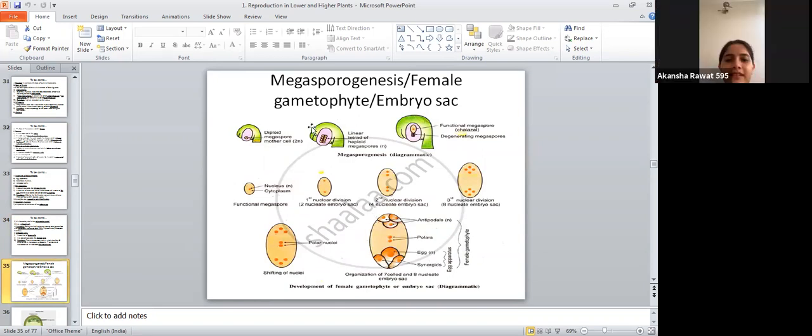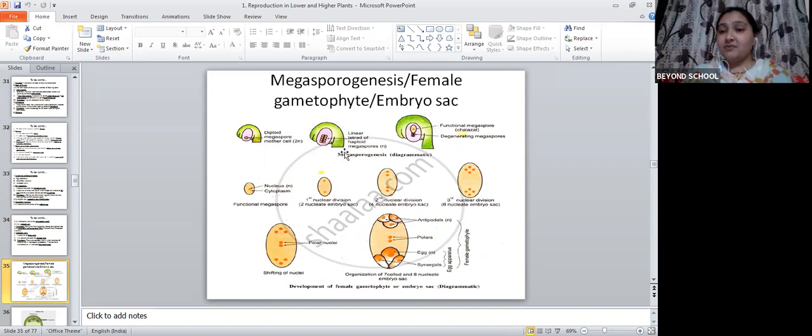Even we studied this female gametophyte: how the megaspore went through the process, how many megaspores degenerated, and then in what way the megaspore was functional. Even we saw the two-nucleated embryo sac; later on it became four-nucleated, then eight. All this was carried out via a cell division called meiosis. Right, Akansha?